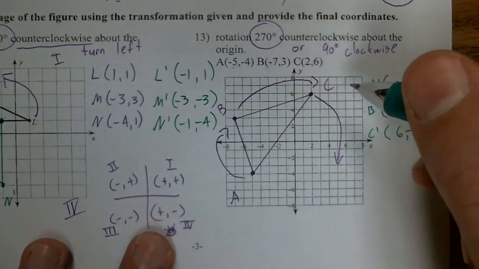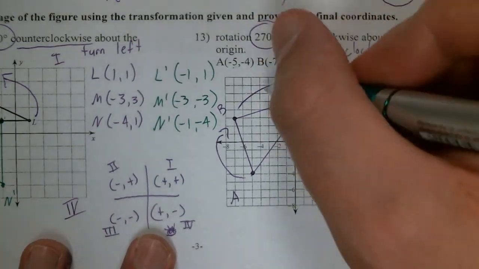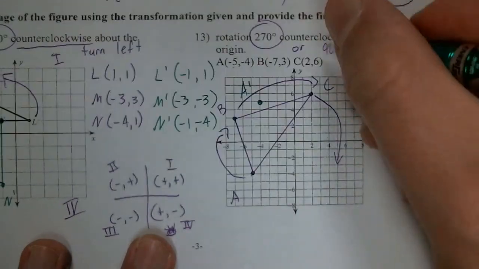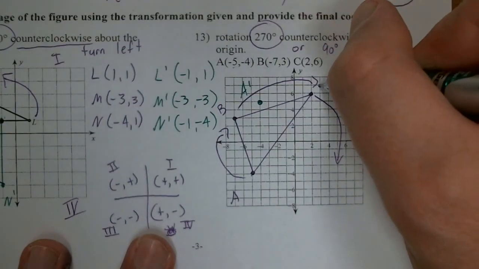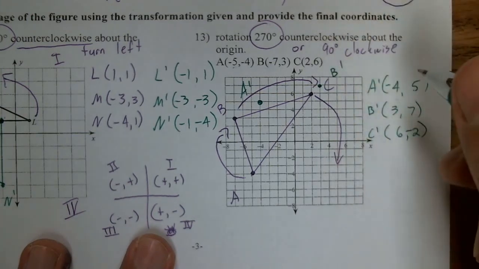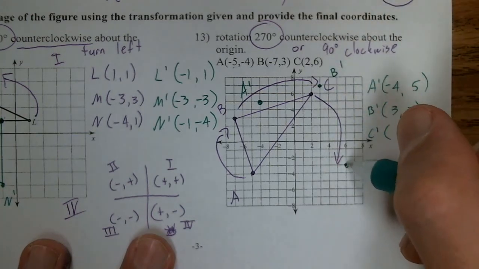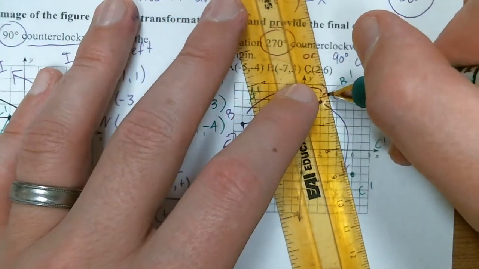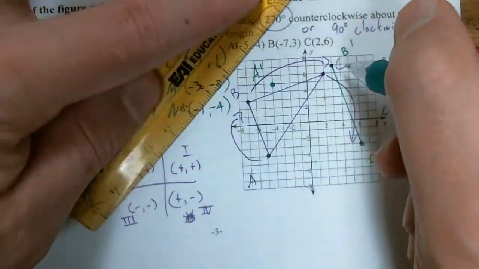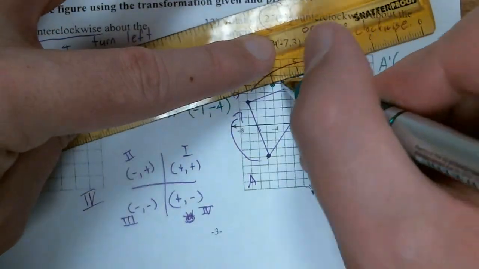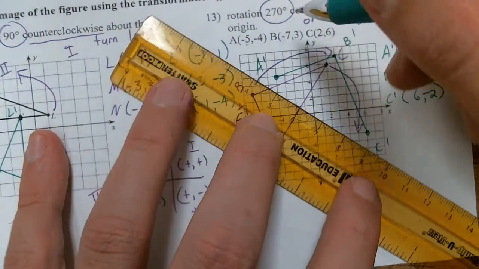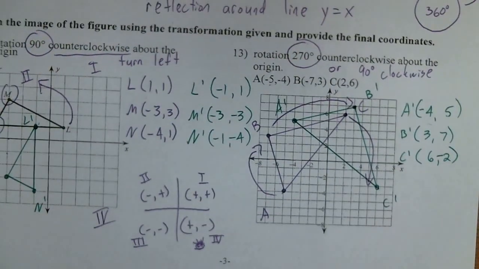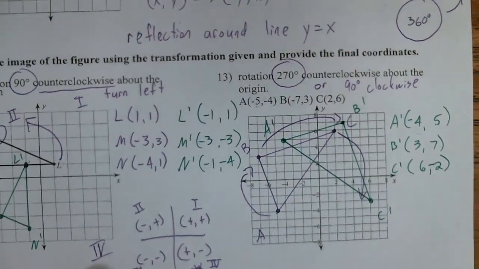All right, so let's plot those points. Negative 4, 5 for A prime. Right 3, up 7 for B prime. And right 6, down 2 for C prime. All right, and there is our rotated figure.